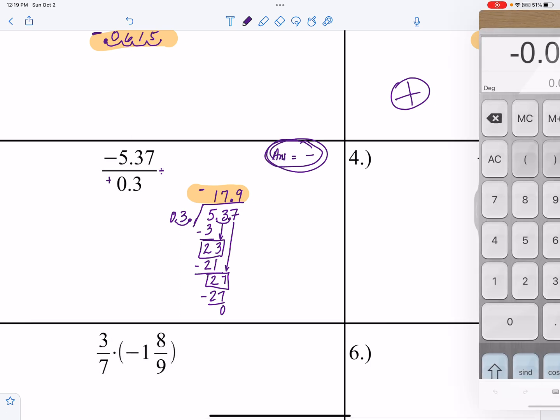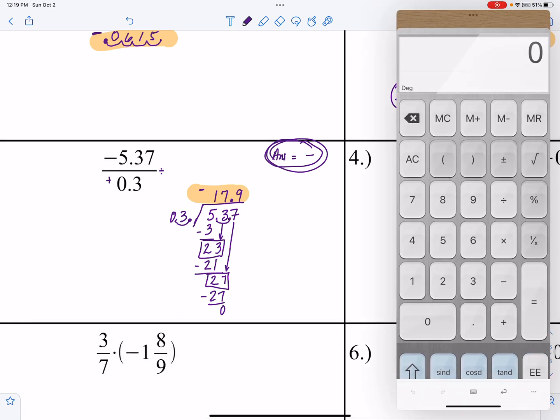I'm going to check my work real quick. So I have 5.37 negative divided by 0.3, and there we go, negative 17.9, so we're good.